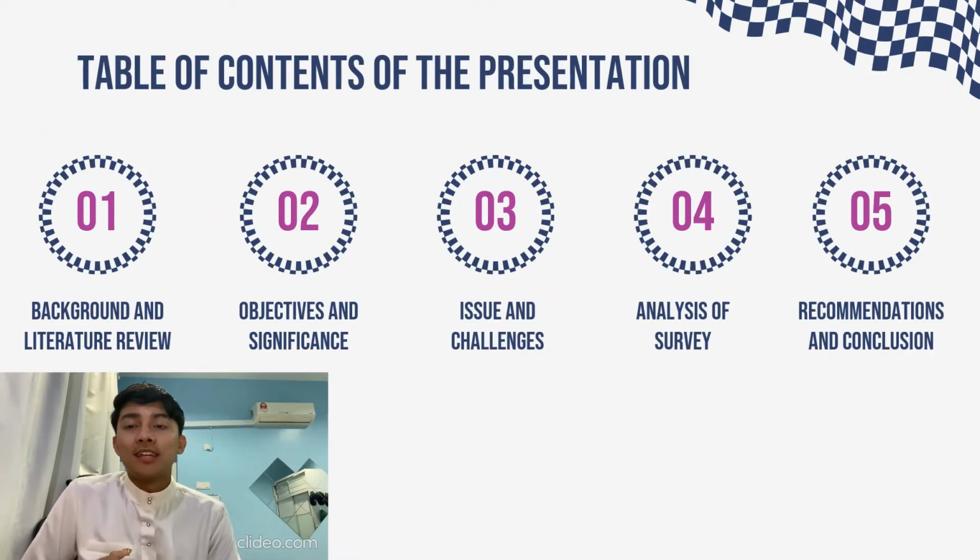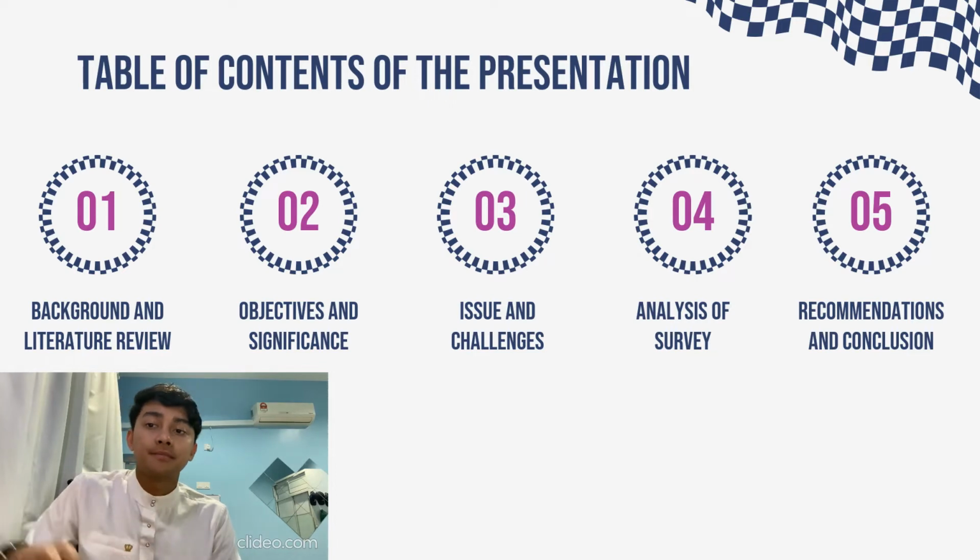So moving on to the next slide of this presentation, which is the table of contents. There are 5 sections in this presentation. The first one, which will be presented by me, is background and literature review of this research paper. The second section will be objective and significance. The third section will be issues and challenges. The fourth section will be analysis of the survey that we have done. And the fifth section will be recommendation and also conclusion of this research paper.